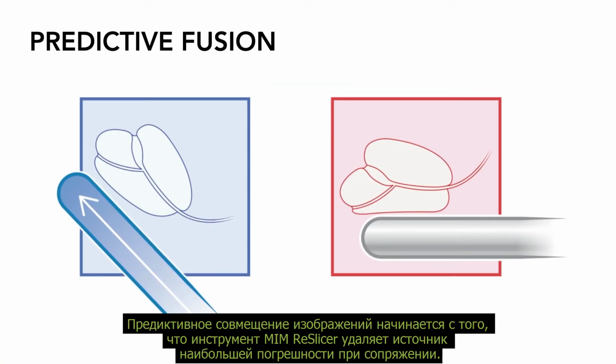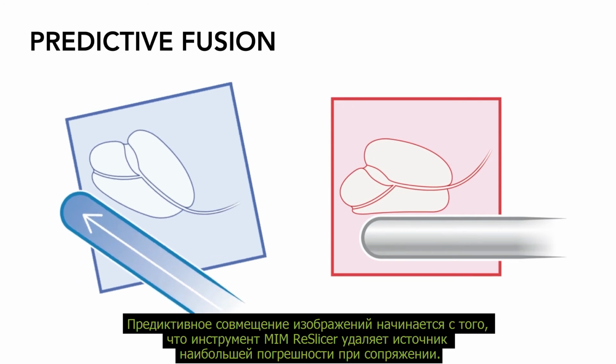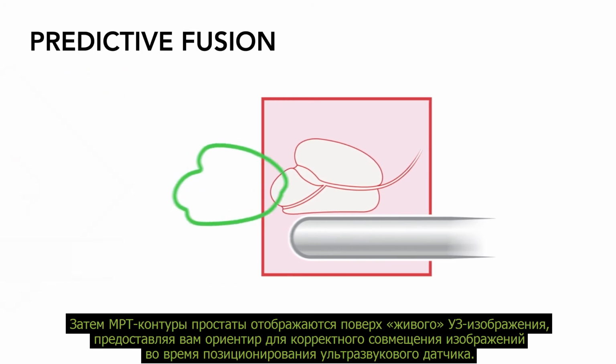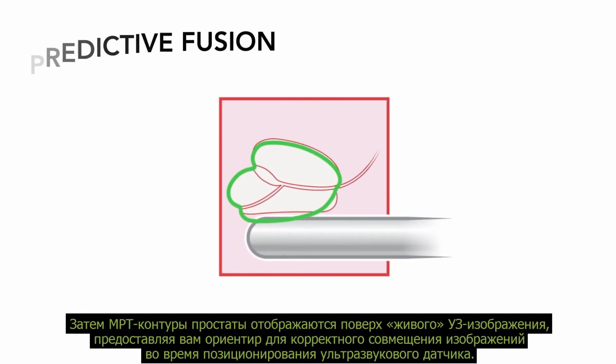That's why we developed Predictive Fusion. Predictive Fusion starts with the MIM Reslicer, removing the source of greatest registration uncertainty. Then it displays the contours of the MRI prostate over the live ultrasound, giving you a guide to match when you're positioning the probe.